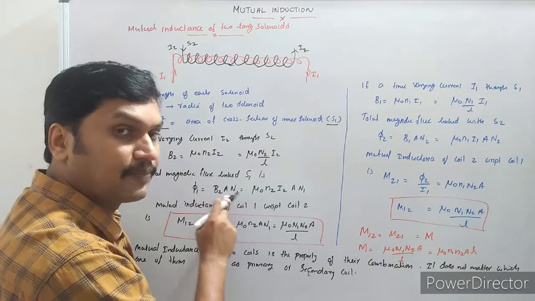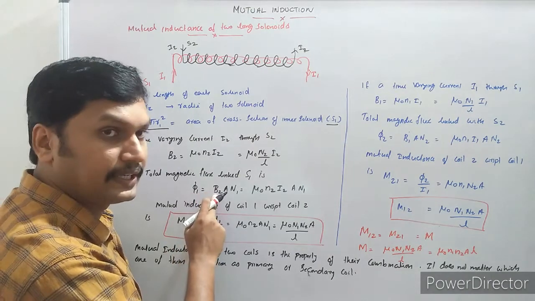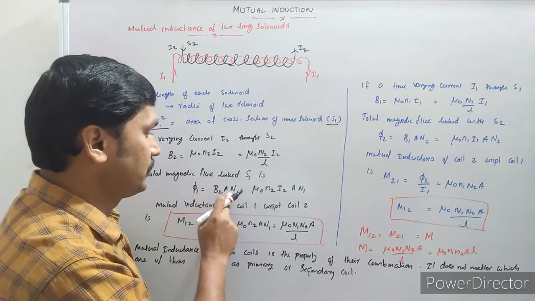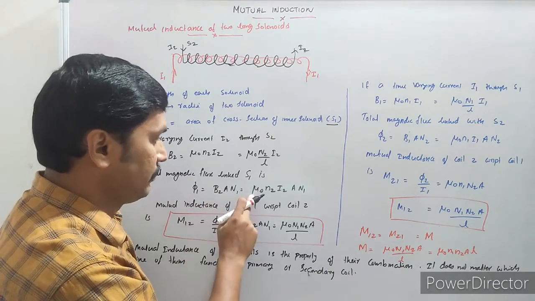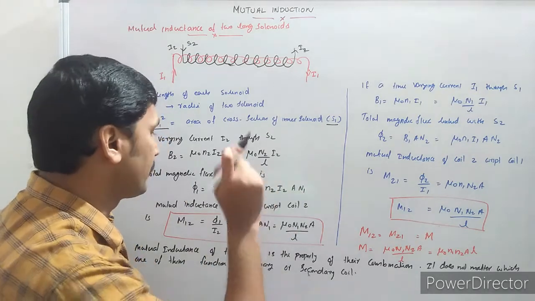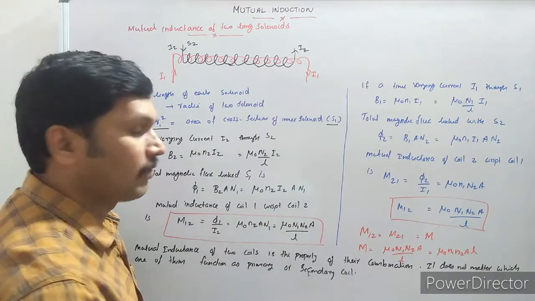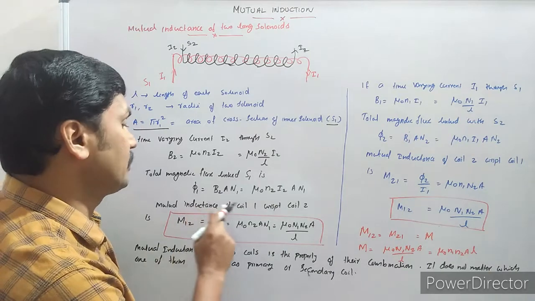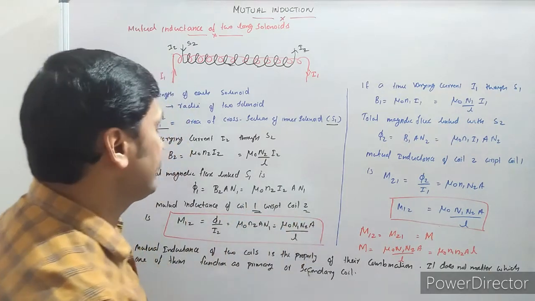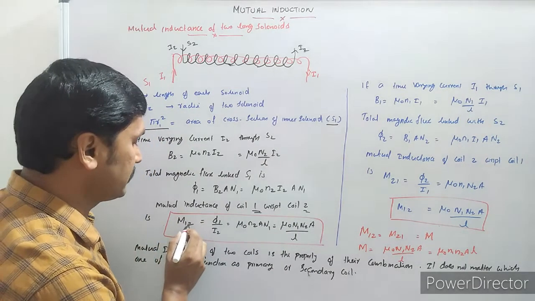We are calculating the flux associated with S1. That's why phi 1 is equal to B2, since S1 is in the magnetic field of S2. That is B2 into A into N1. Substitute for B2: B2 is mu 0 into N2 into I2, times A into N1. So the mutual inductance of coil 1 with respect to coil 2 can be written as M12.